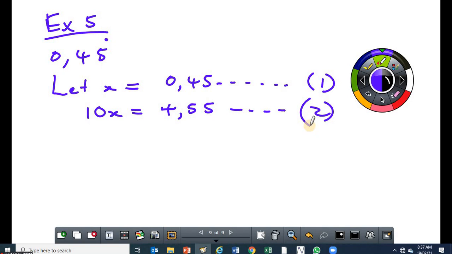Okay? Then, when you do the subtraction, that is, you subtract equation 1 from equation 2, you get 9x is equal to 4.10. Alright? Did you get that? Okay. Can you please raise your hand if you've got that equation that I just wrote? 9x equal to 4.10.